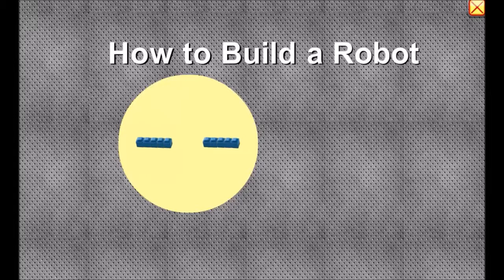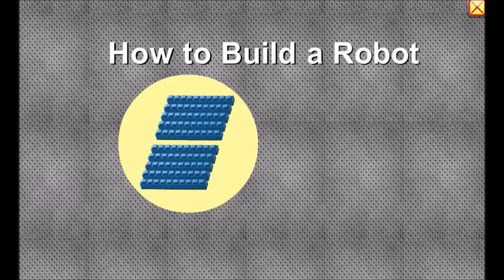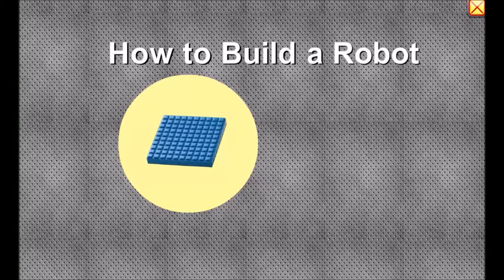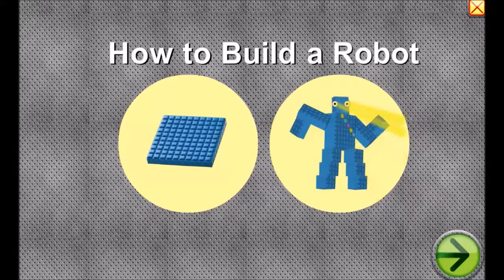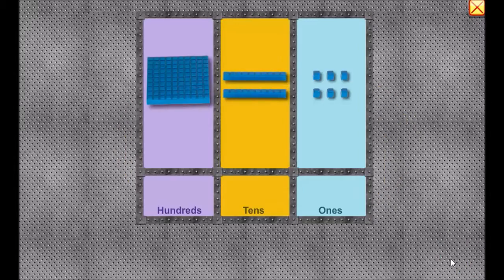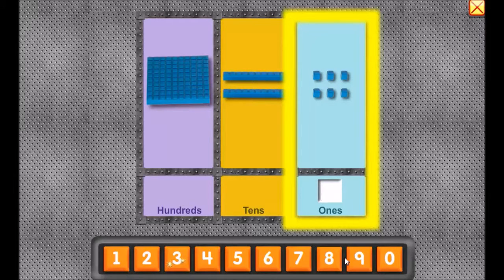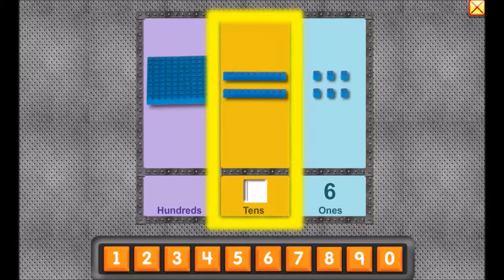10 ones in each row. 10 rows in 100. My daughter's actually used this tool before, and she really enjoyed being able to use technology to work on place value like we're seeing here.